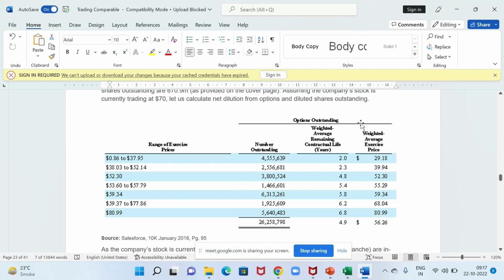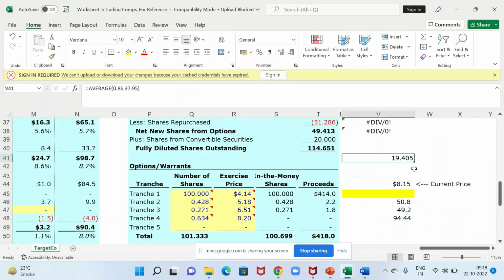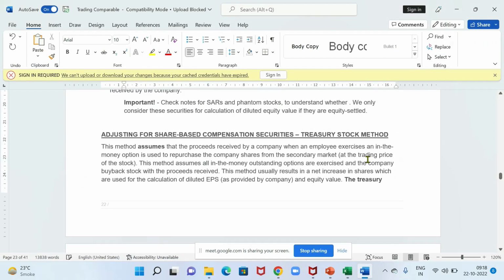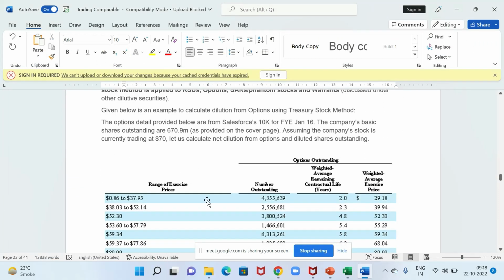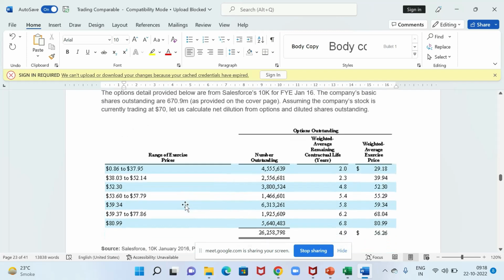Or the other way is just to take the weighted average exercise price. Either of them. I'll take the weighted average here. Just in case the weighted average exercise price is not available, the other option is to take the simple average. We cannot use weights because we don't know how many shares are in which price range.